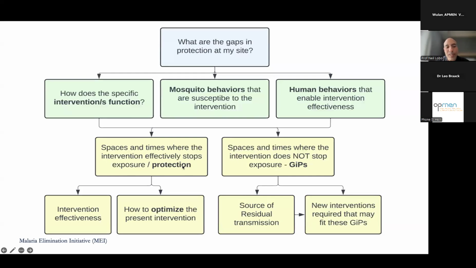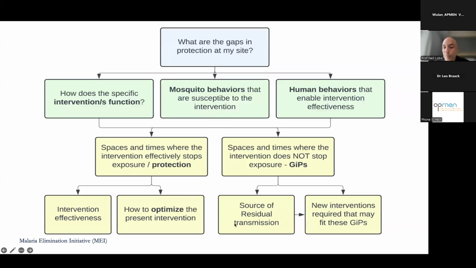And when you understand protection, you can understand your intervention effectiveness and how much malaria you've gotten down, and you can relate that to epidemiology. And you can also understand how to optimize your intervention, right? How to make this protection much higher. And that also comes from your gaps in protection. You can understand the sources of residual transmission, as well as what new interventions are required.